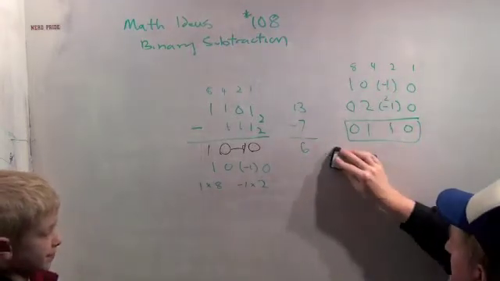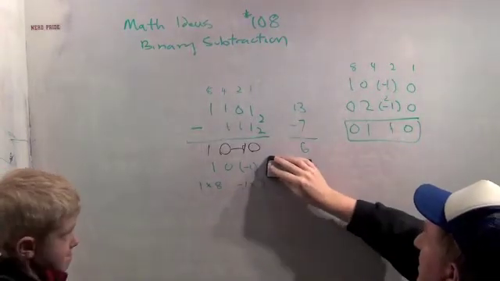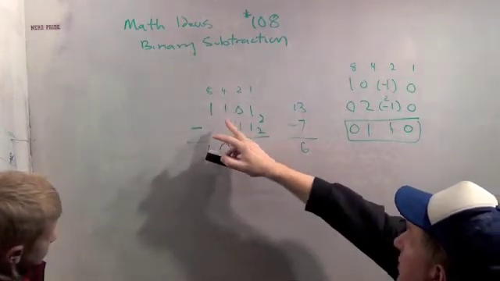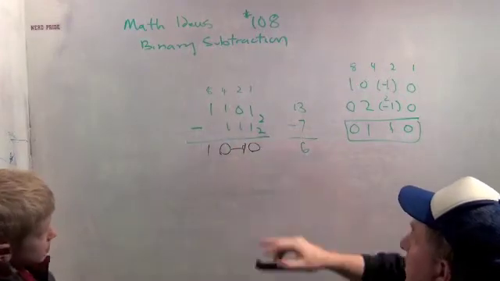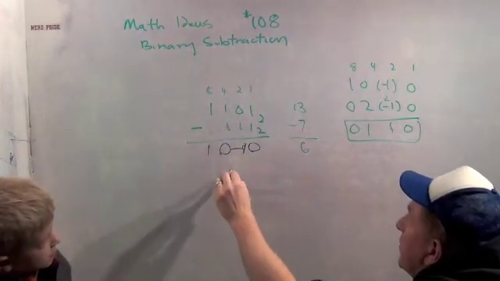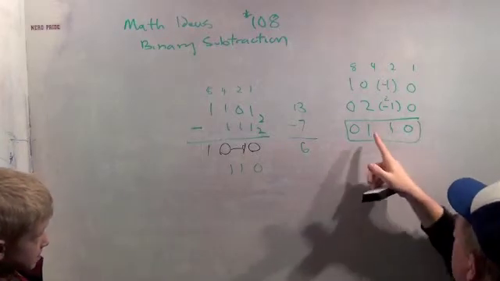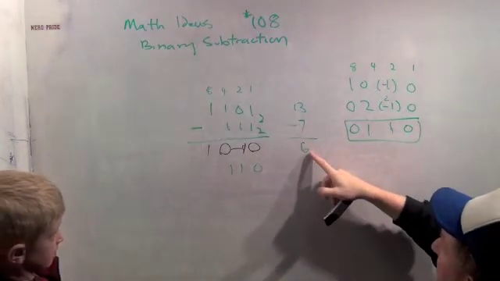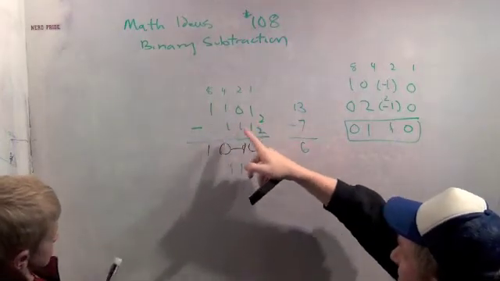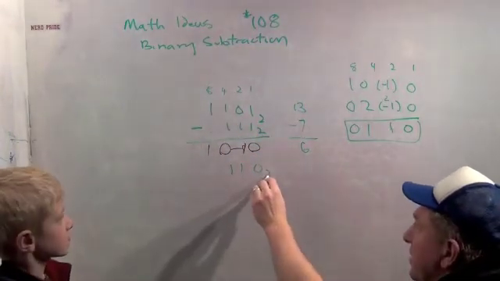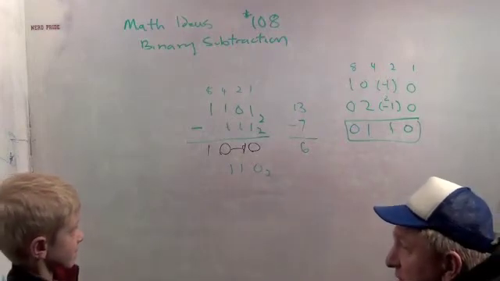6. So that tells me that after all of that hard work, 1 1 0 1 minus 1 1 1, all in base 2, is 1 1 0. 13 minus 7 is 6. This is 13. That's 7. And that's 6. How about that? Pretty neat, isn't it?